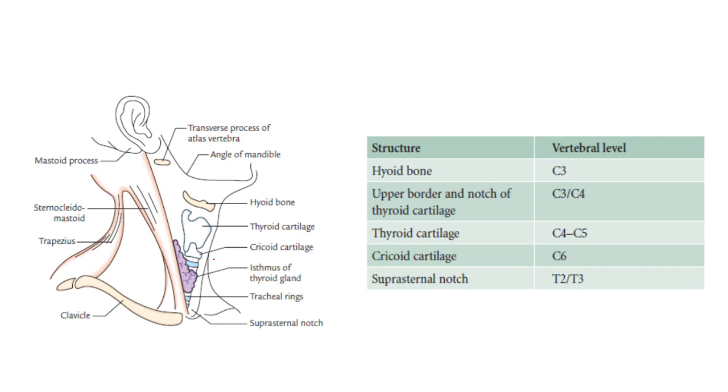And in this picture you can see the levels of various prominences in your body. The hyoid bone is at the level of C3, the thyroid cartilage is at the level of C3, C4, the upper border is at the level of C3, you can say, and the cricoid cartilage is at the level of C6, specifically at the level of C6, and the suprasternal notch is at the level of T2. Okay, so these are things you must remember.